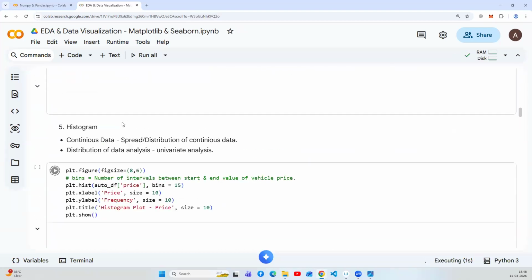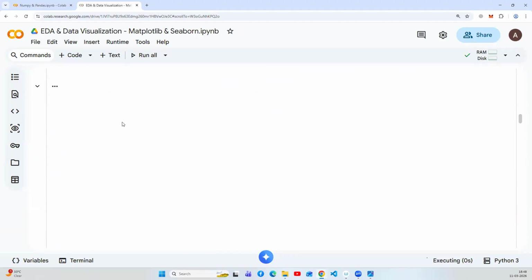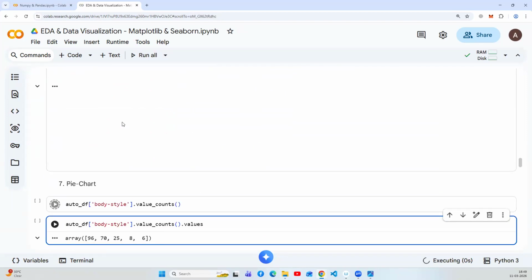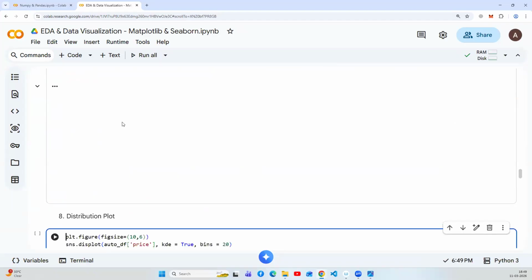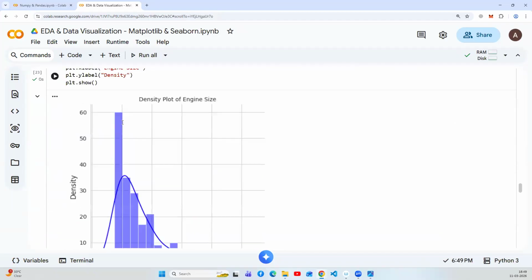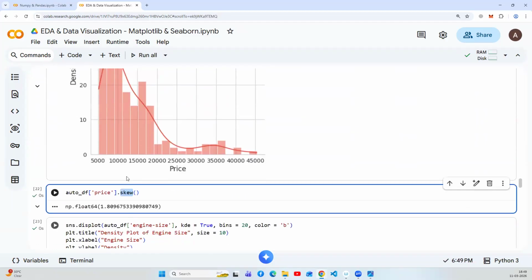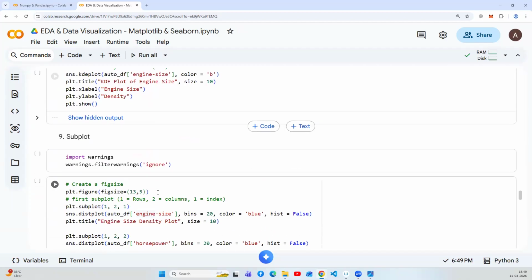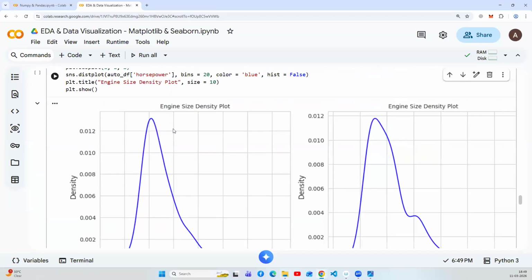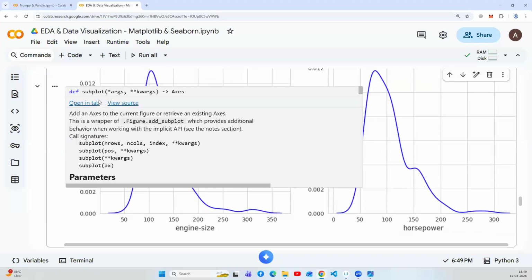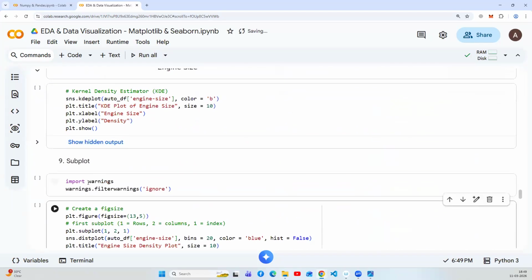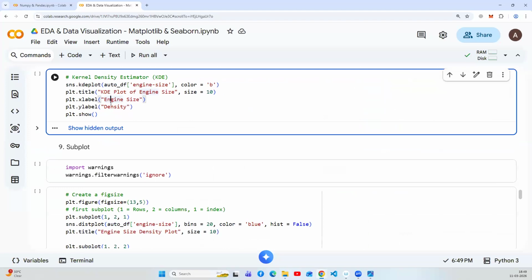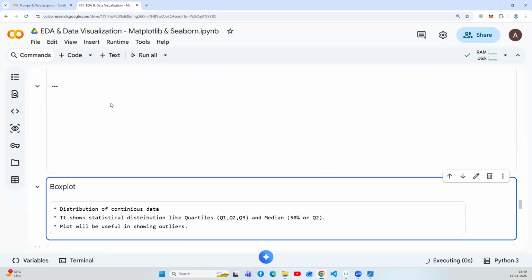Histogram also has the capability to show whether the distribution is skewed, positive or negative. Let's just check it. You can clearly see that it is showing skewness. The price is showing positive skewness, and this is also showing positive skewness, both of them, as the tail is towards the positive direction. If you calculate their skew value, they will show the same positive skewness.